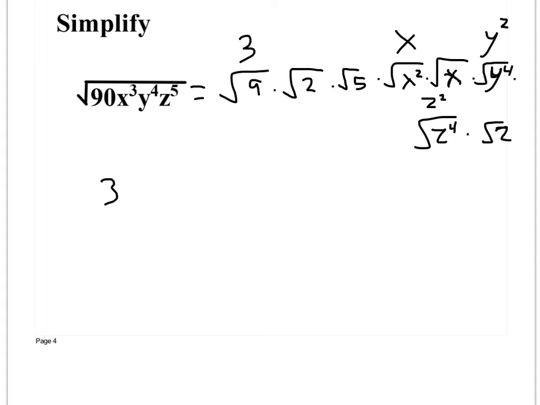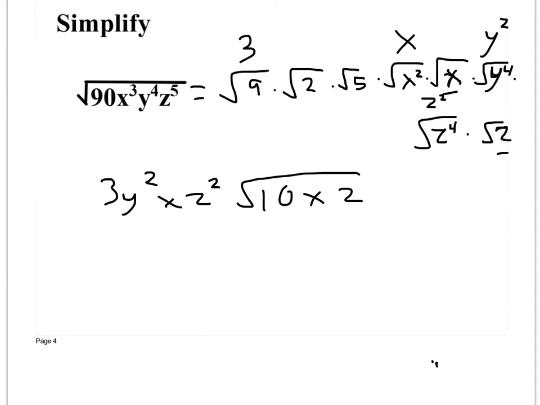Which would be 3 y squared x and z squared. I mean, it really doesn't matter to me. They just did it that way. y squared x z squared. And then inside the radical sign would be everything that's left, which would be 10, x and z. All right, the 2, the 5, the x, and the z.